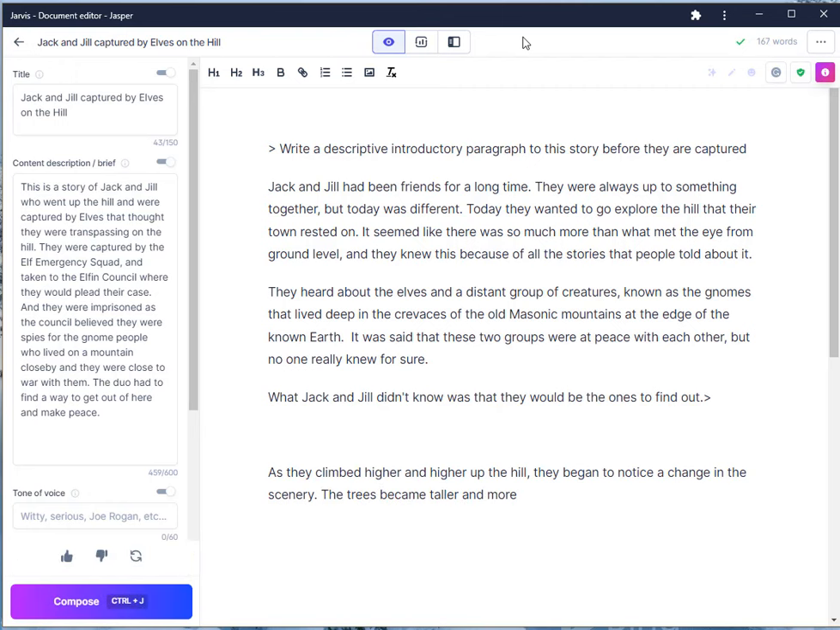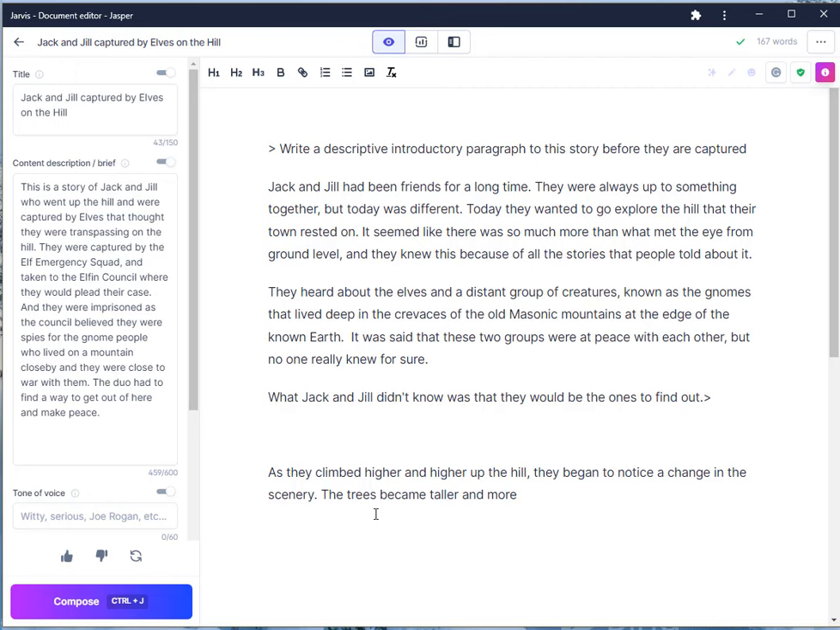So you have a little bit more here. It was said that these two groups were at peace with each other, but no one really knew for sure. What Jack and Jill didn't know was that they would be the ones to find out. So this sets up a nice pacing, a nice setup for the story that you are going to tell.